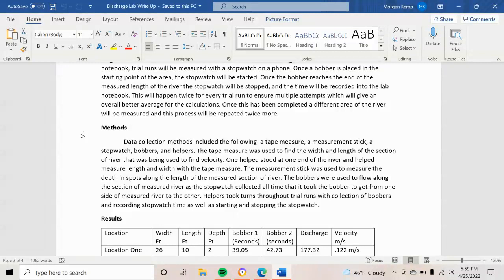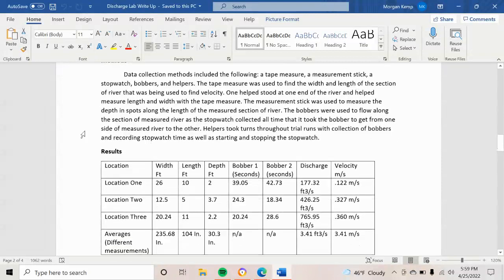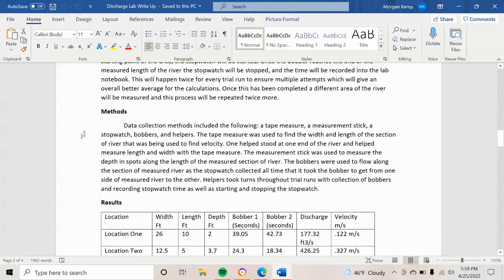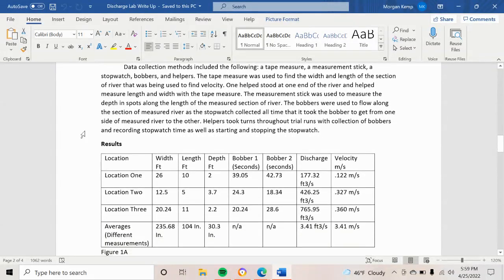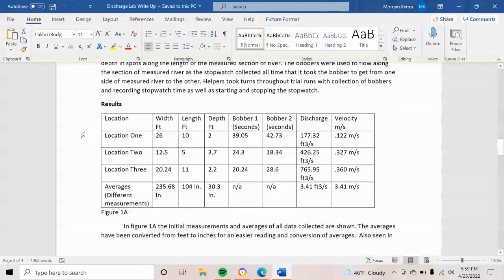I also had two helpers. I had one with the stopwatch and she was recording. And then I had one that was waiting to pick my bobber up at the end of the measured length, which I also measured the same as the width. I measured with a tape measure and my helper helped me. And I did use bobbers instead of marshmallows just because I had some and I had someone there to collect them at the end of the length that I measured.